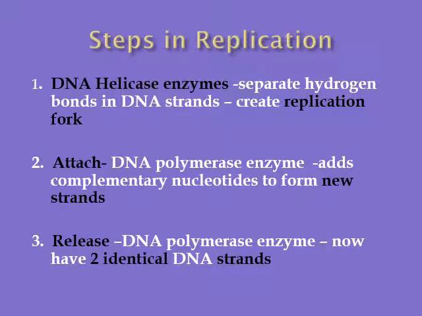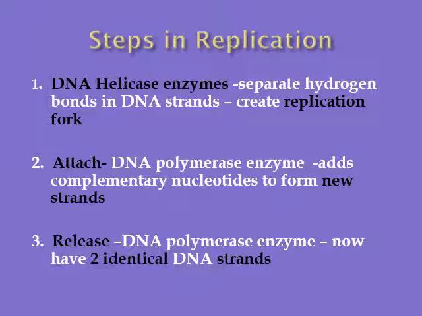So there are 3 main steps in replication, and we're going to walk through this in pictures on the next slide as well. But our first step is that this enzyme called DNA helicase will come into the DNA molecule and separate it. It will separate the hydrogen bonds in the DNA strand that hold it together, and it untwists that ladder. It creates something called a replication fork. So for step 1, a very important enzyme called helicase breaks up that DNA molecule.